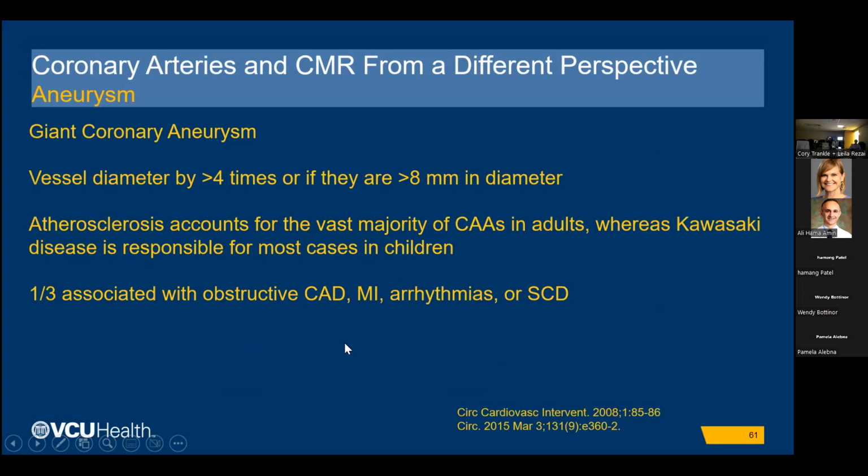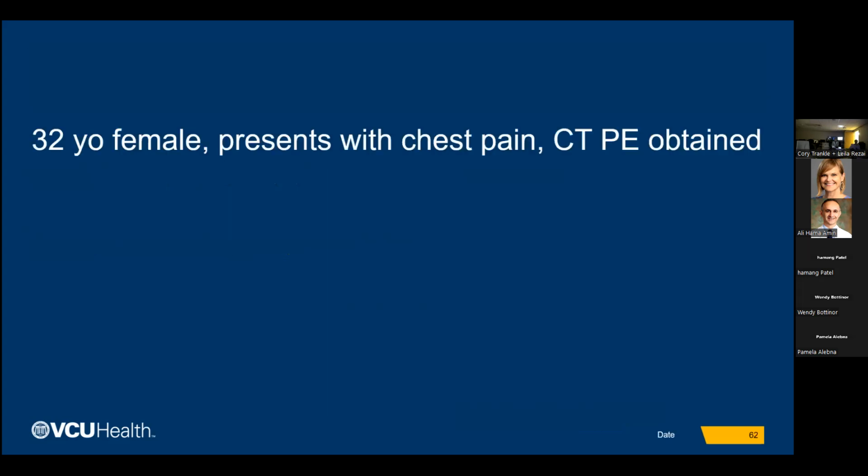So these aneurysms are known as giant coronary aneurysms. Either they are 4 times larger than what they should be, or they are over 8 millimeters in diameter. That's when we call them giant. Atherosclerosis accounts for majority of coronary aneurysms in adults, but Kawasaki disease and later on COVID inflammatory syndrome are responsible for cases in children. 1/3 of this can be associated with MI, obstruction, arrhythmia, and sudden cardiac death that unfortunately that patient did not survive.